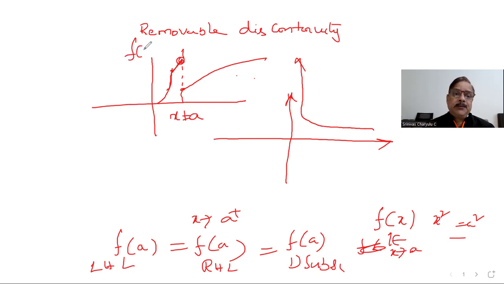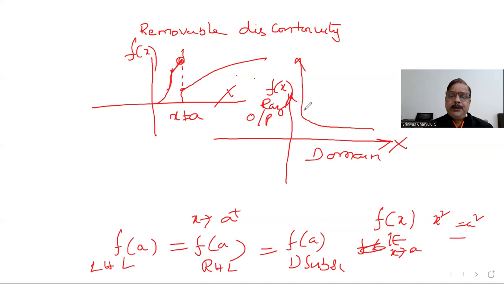This is f of x, I'm writing it all the time. On the y-axis always write f of x. This is called x values, all are domain. X values are all domain values. F of x values are all output values or range values. You can write whichever way you want to write.